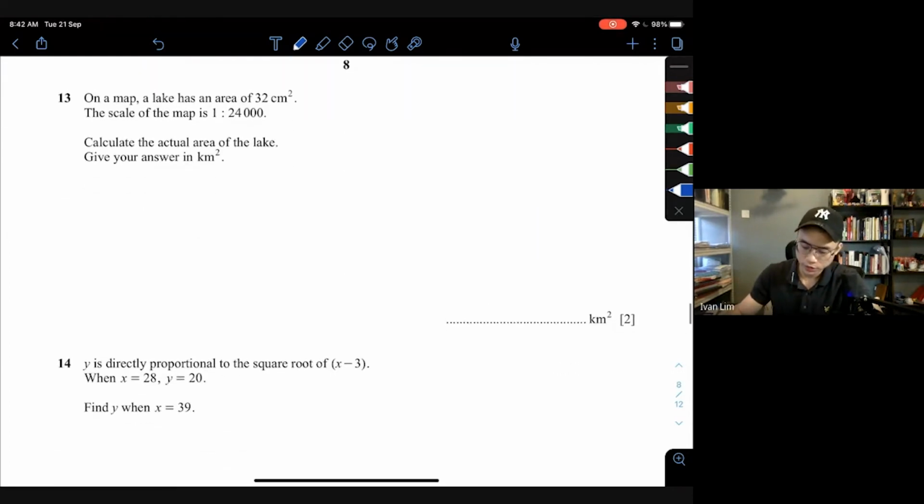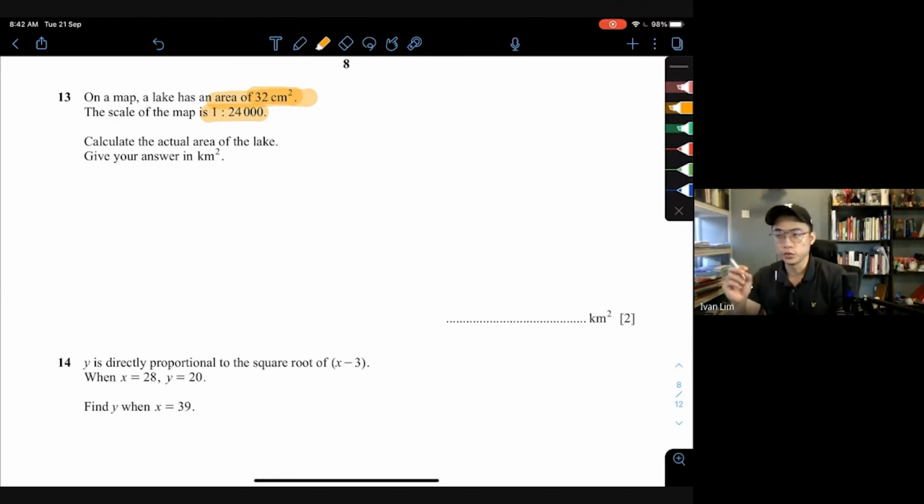Question 13. On a map, a lake has an area of 32 cm square. The scale of the map is 1 to 24,000. You all see, this is per unit. What we are measuring is unit square, which is area. Now, they want you to calculate the actual area of the lake. Give your answer in kilometer square.